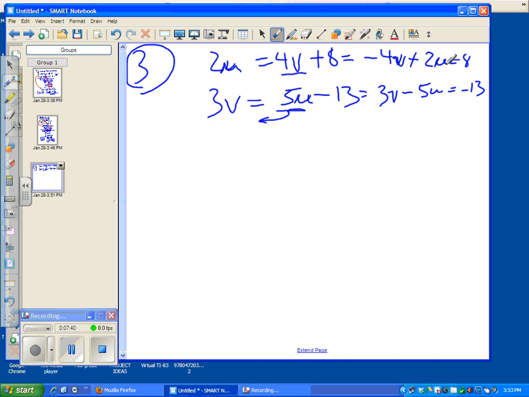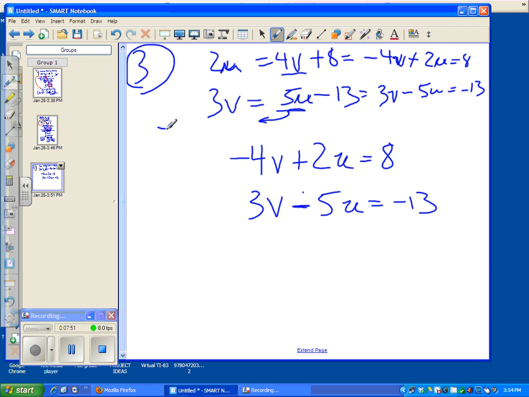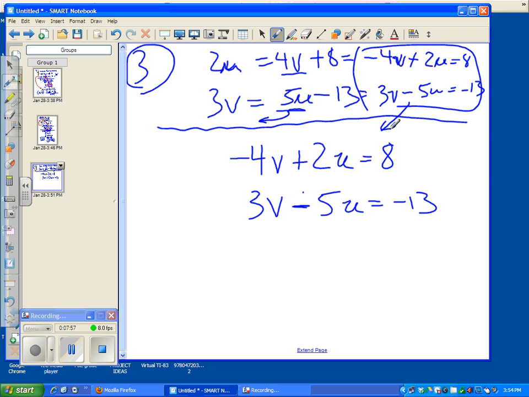So I'm going to rewrite this so it's a little bit more clear to all of you. Once again, I just rewrote it so that it's more clear. Let me just put a wiggly line to show that these two ended up down here, recopied nicely and neat. I can't figure out which numbers to multiply in order to get rid of my v's or my u's.